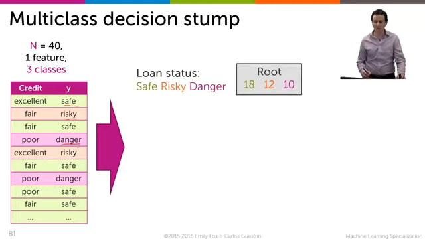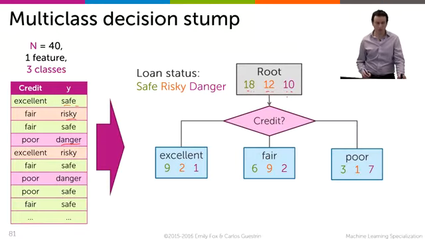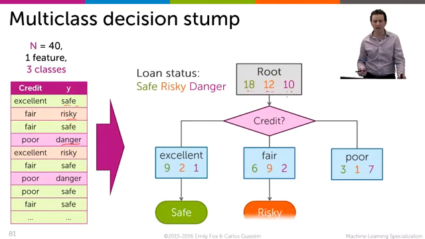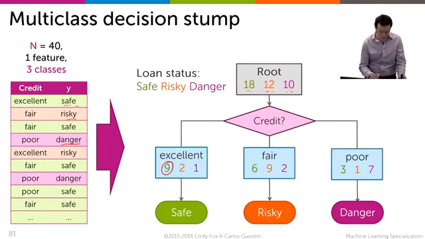If you look at the root here, you'll see that there are now three possible categories: safe loans, risky loans, and danger loans. And if you split on credit, we'll see pretty naturally that some of these loans fall in the excellent bin, some fall in the fair bin, some fall in the poor bin. For the excellent bin, the majority are safe, so we predict safe. For the fair bin, the majority is risky, so we predict risky. But for the poor credit bin, the majority is dangerous, so we don't even touch those.